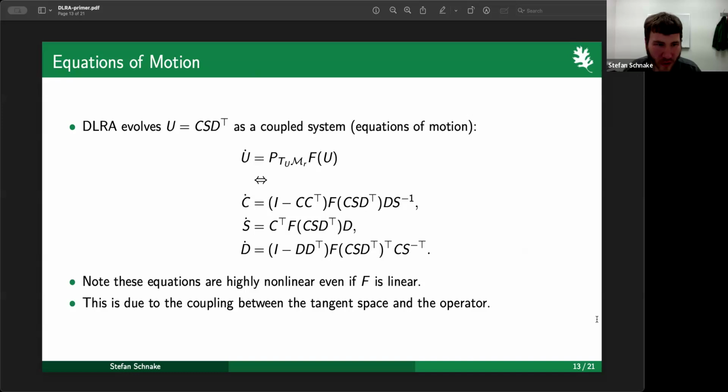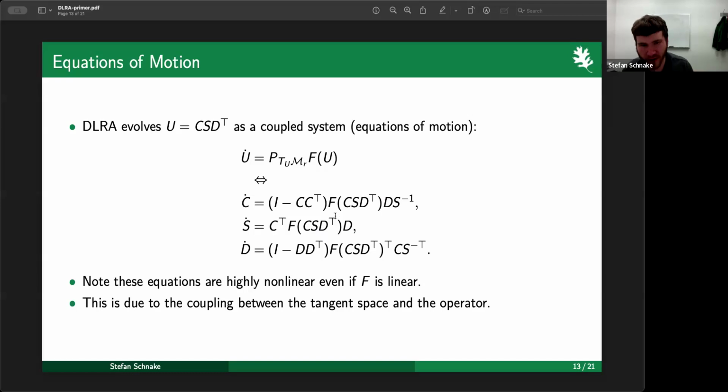Okay, so once you have all that together, we've now closed the system, right? Before, we had U dot as the projection onto the tangent space of F. Now, with an ansatz of CSD, I can write this as a closed system in C, S, and D. So I can remove U from the equation entirely, and I can think of this as truly an update of the low rank factorization, where my basis is changing in time and my coefficients S are changing in time.